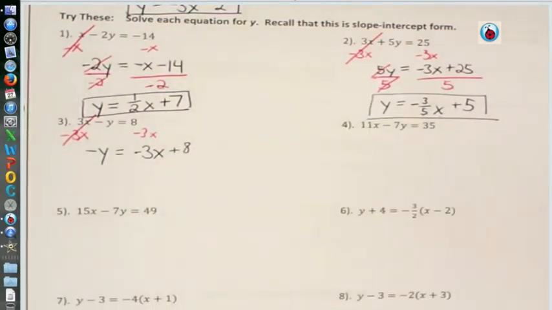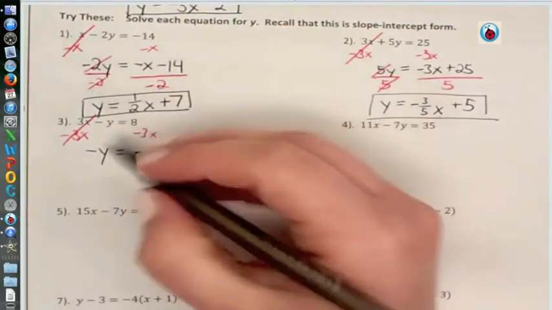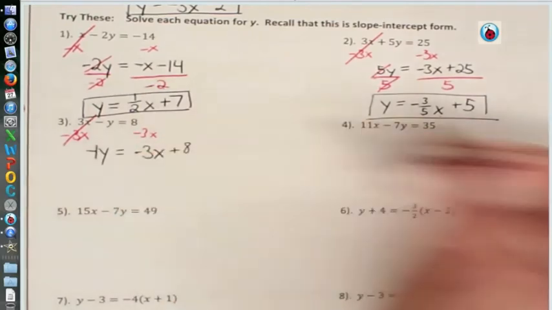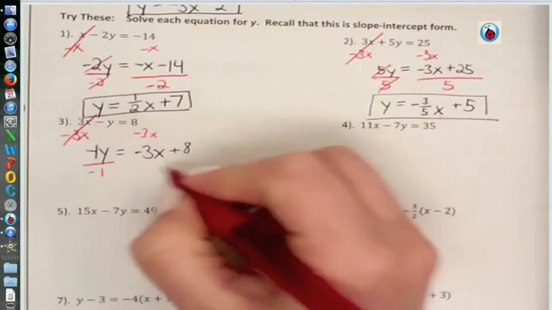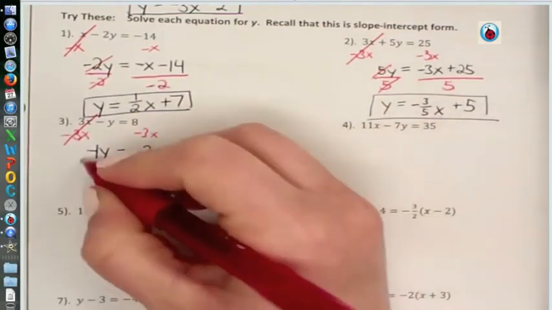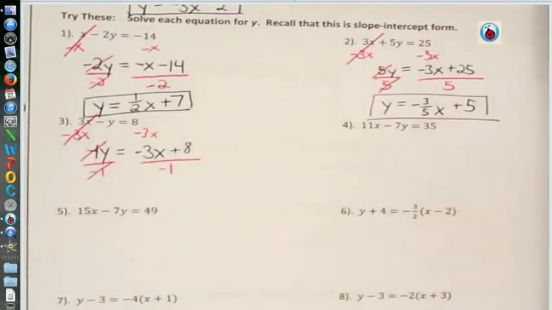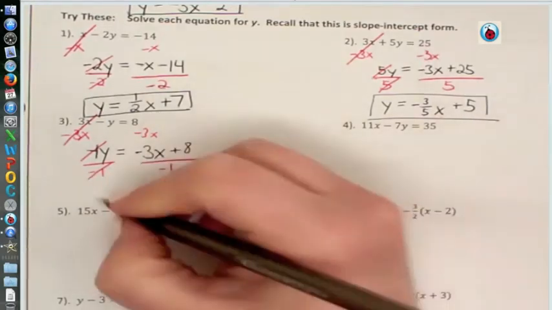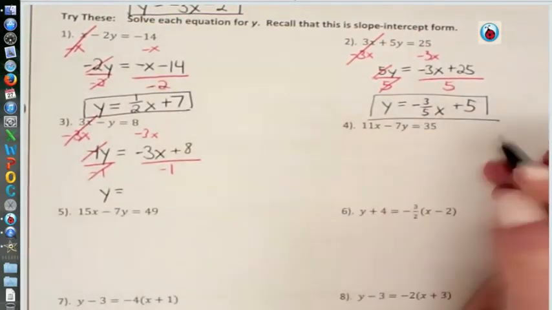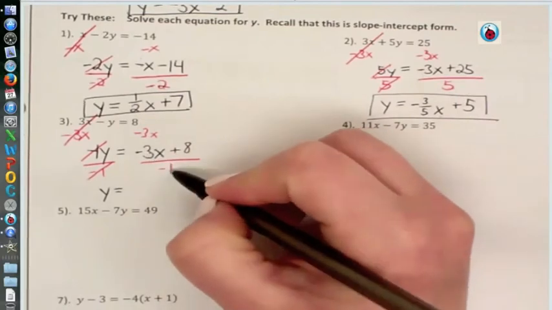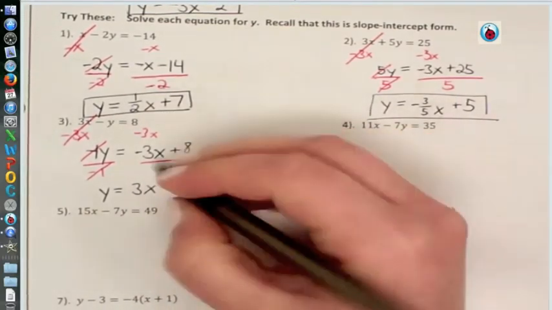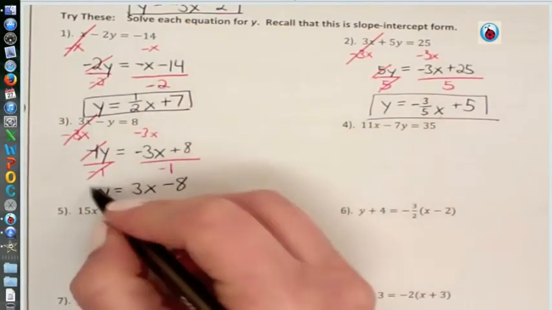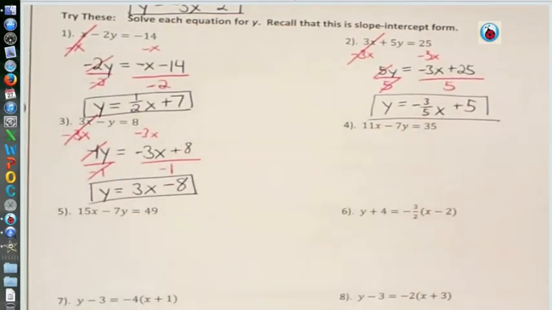And y looks almost by itself, but not quite. I have this negative y. Negative y is the same as negative 1y, so I'm going to divide everything in this equation by negative 1, negative 1. That cancels the negative in front of the y. I get positive y equals negative 3 divided by negative 1 is positive 3. 8 divided by negative 1 is negative 8. So I get y equals 3x minus 8.